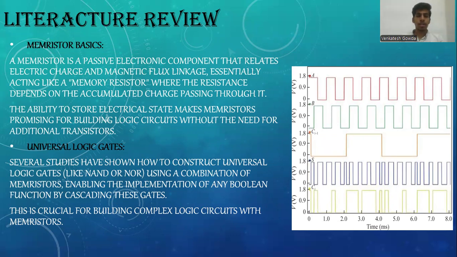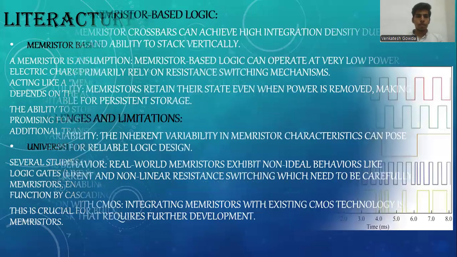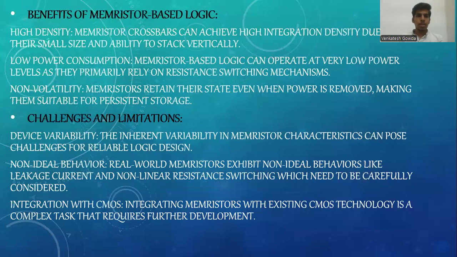Second is the universal logic gates. Several studies have shown how to construct universal logic gates like NAND or NOR using a combination of memristors, enabling the implementation of any Boolean logic function by cascading these gates. This is crucial for building complex logic circuits with memristors. So the benefits of memristor-based logic are that it has high density, lower power consumption, and non-volatility. Second is the challenges and limitation.